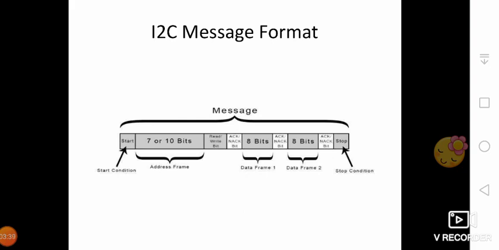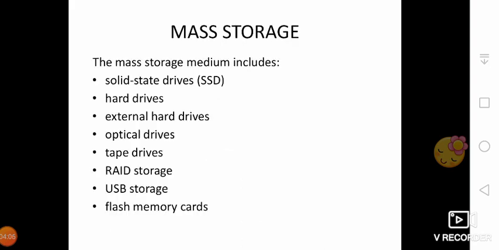The figure shows the message format. First, the start condition is given. Then 7 or 10 bits for the address frame. Then the next bit for the read or write bit. Then the next one is acknowledgement. Then 8 bits for data frame 1, again an acknowledgement bit, then 8 bits for data frame 2, then again acknowledgement, then the stop condition. This is the I2C message format.